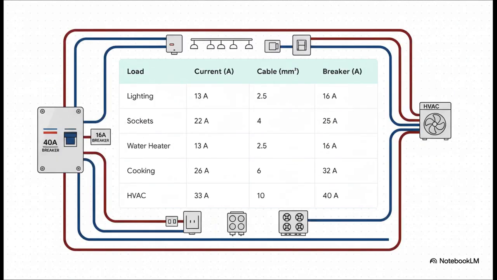And now we size each circuit that feeds out from that MDB. You can see how it all connects here, right? The big HVAC unit pulling 33 amps, it gets a beefy 10 square millimeter cable and a 40 amp breaker to protect it. But then you look at the lighting circuit, way less power, so it only needs a small 2.5 square millimeter cable and a 16 amp breaker. Everything is custom fit and protected for the load it's serving.